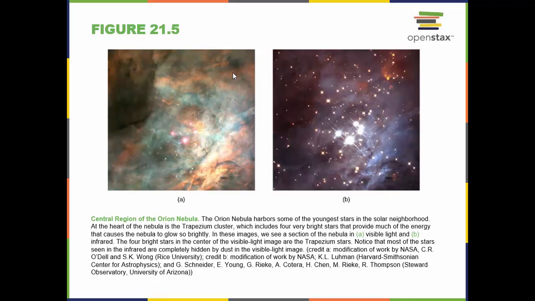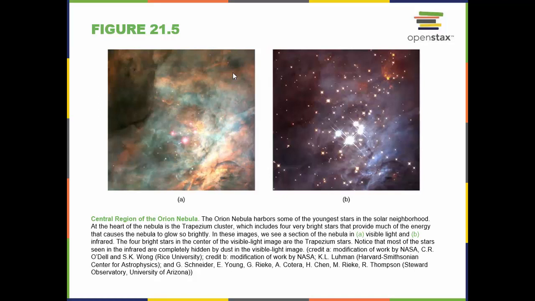So these two pictures show the center region of the Orion Nebula, and the Orion Nebula harbors some of the youngest stars in our solar system, or in our neighborhood. And at the heart of the nebula is the trapezium cluster, and this includes 4 very bright stars that provide much of the energy that causes this nebula to glow so brightly.